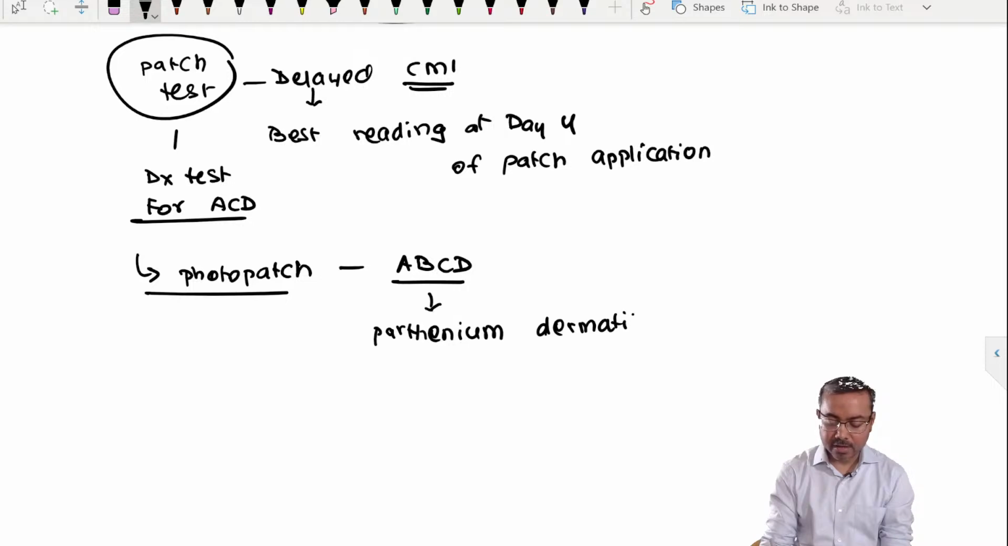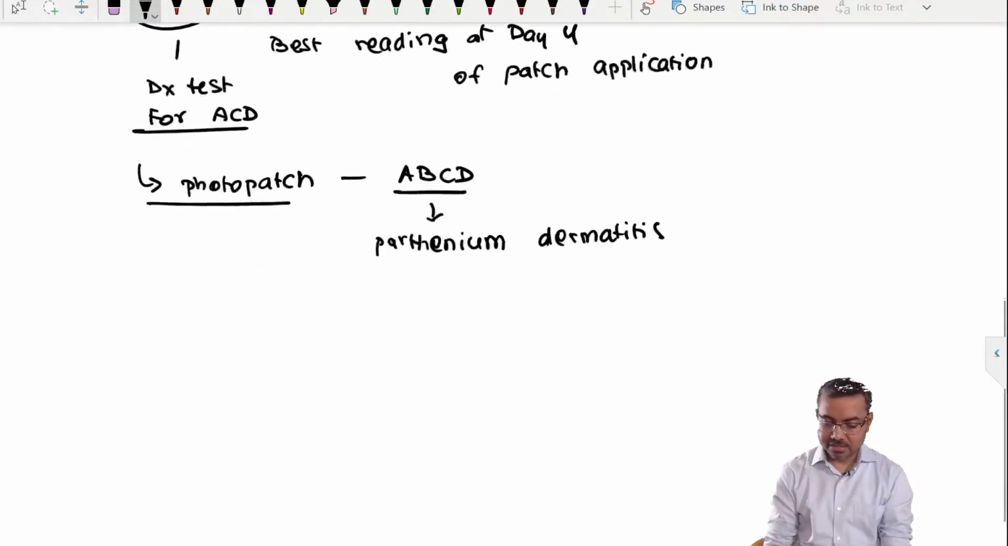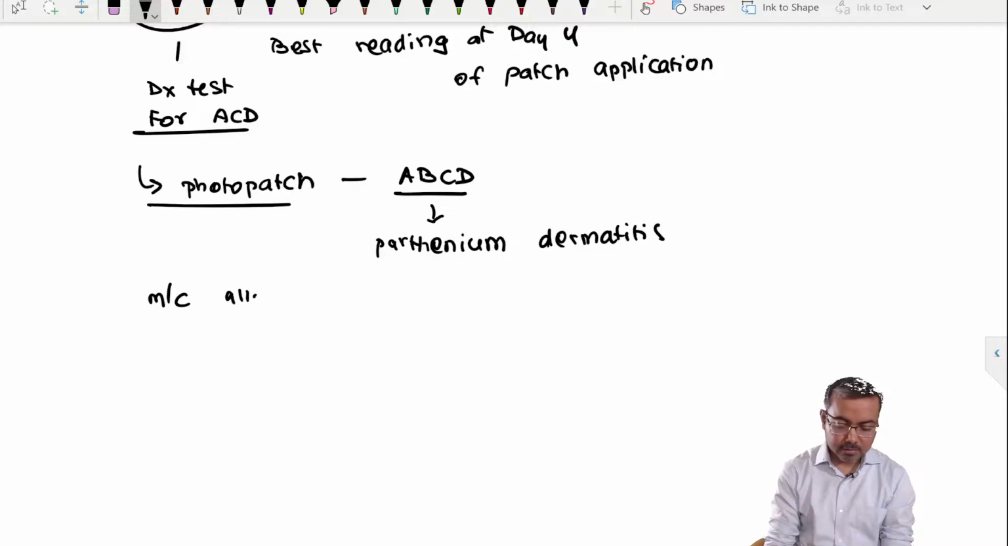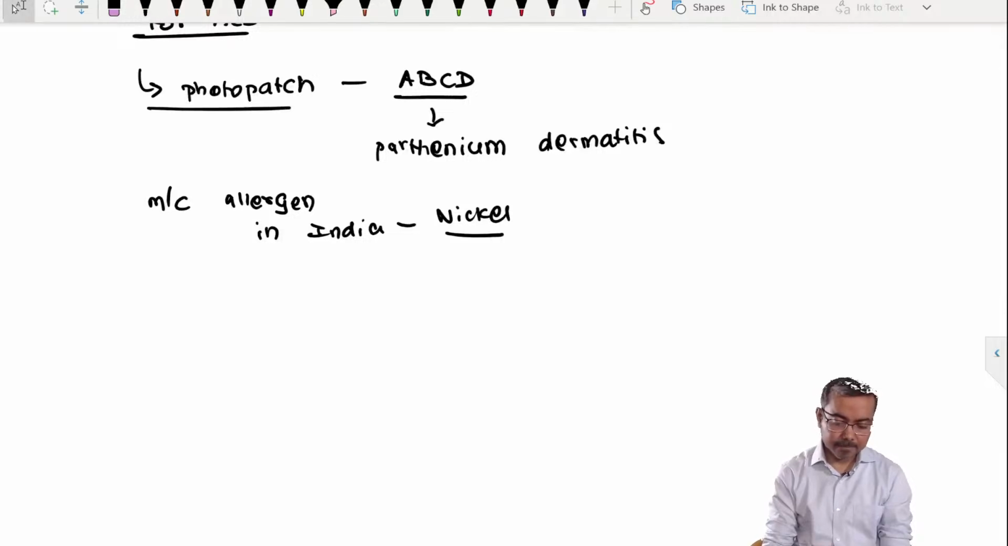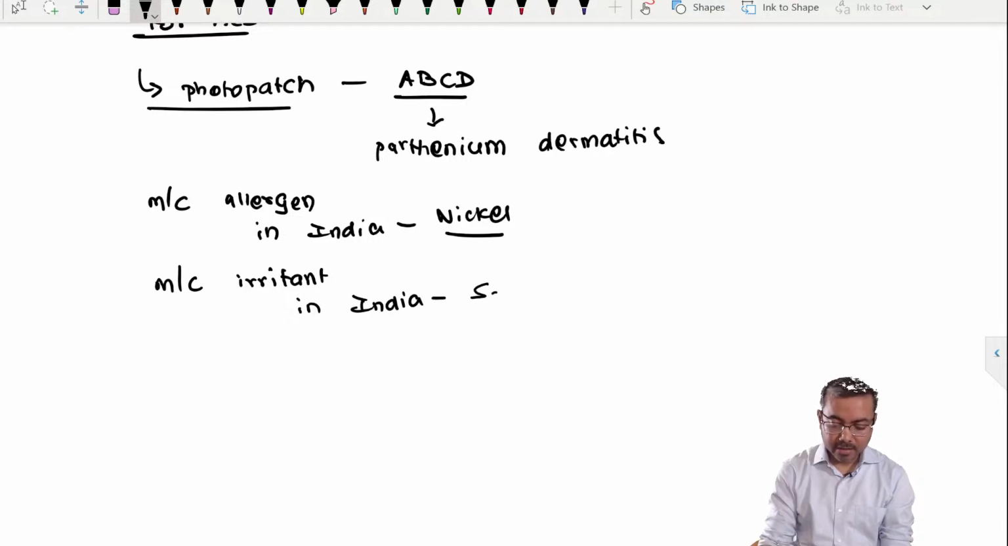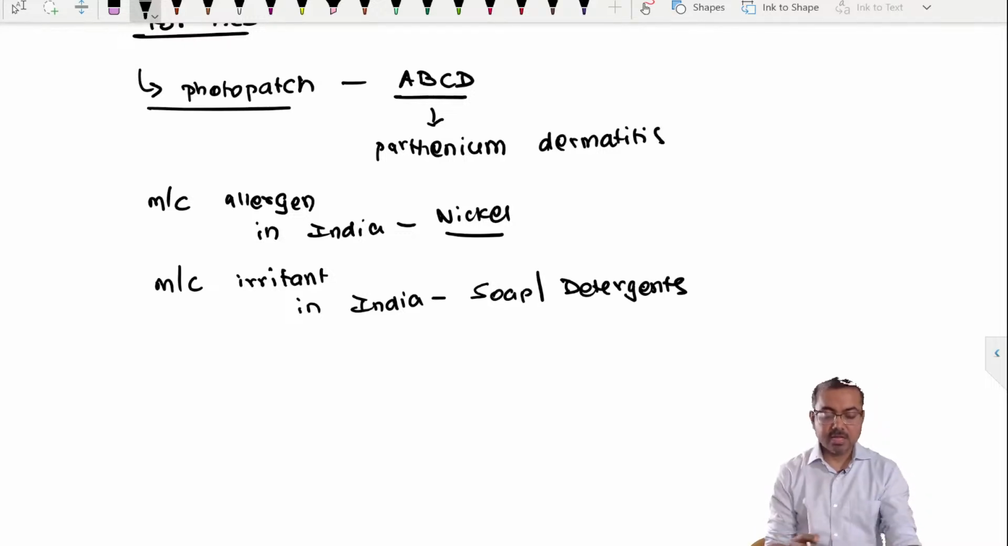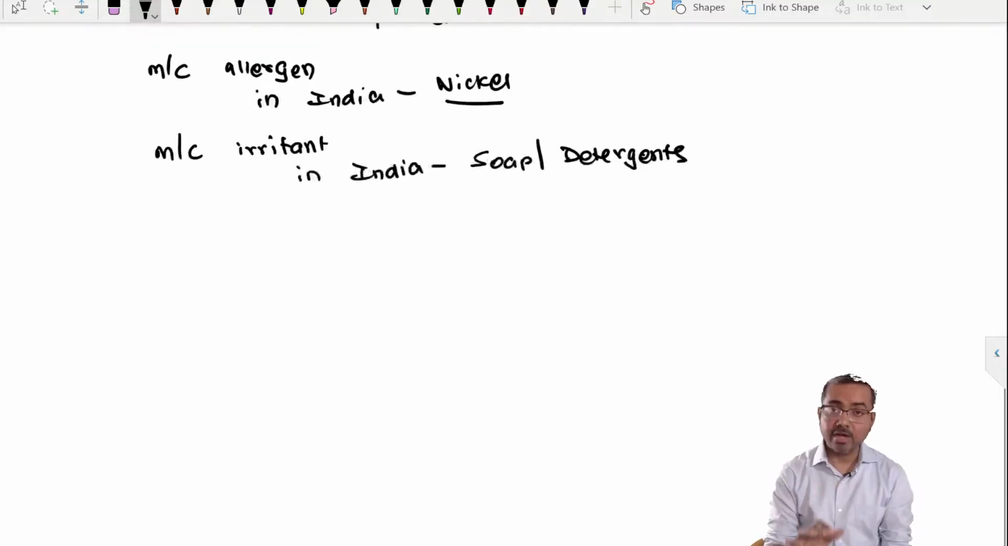Parthenium dermatitis in farmers is diagnosed with a photo patch test. The most common allergen in India is nickel. The most common irritant in India is soaps and detergents. These are your classical MCQs for photo patch testing, irritant contact and allergic contact. Clear? Everybody got this?